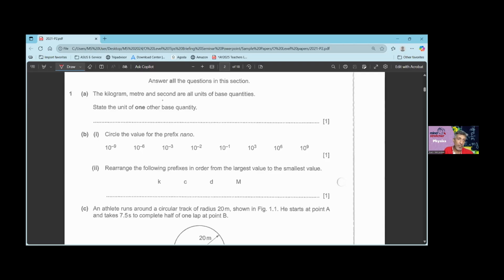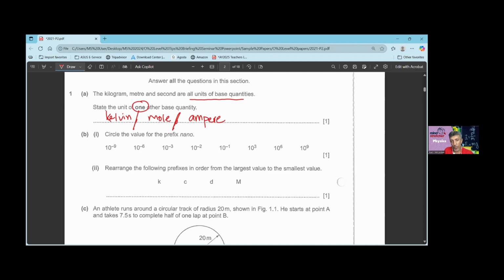All right, question number 1. The kilogram, meter, second are all units of base quantities. State the unit of one other base quantity. They are all together 7, out of which we will mainly focus on the other 6. We have Kelvin, which is the unit for temperature, mole for amount of substance, and ampere. You don't need to write all 3. The question only asks for 1, so I'm just giving you the option.